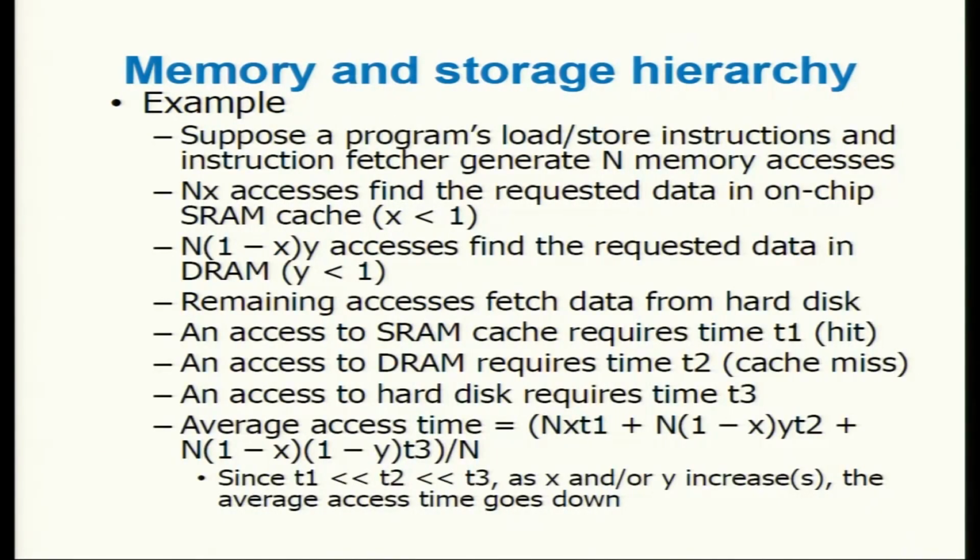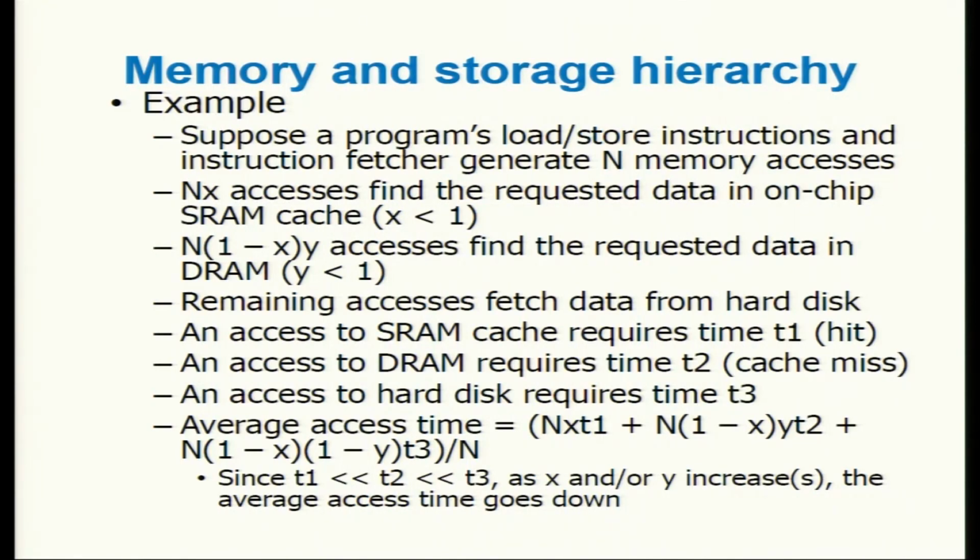So here is what we have just discussed. Suppose a program's load store instructions and instruction fetcher generate n memory accesses. nx accesses find the requested data in the on-chip SRAM cache. n times (1 minus x) times y accesses find the requested data in DRAM. The remaining accesses fetch the data from hard disk. An access to SRAM cache requires time T1. That's called a cache hit. That's the technical name used.